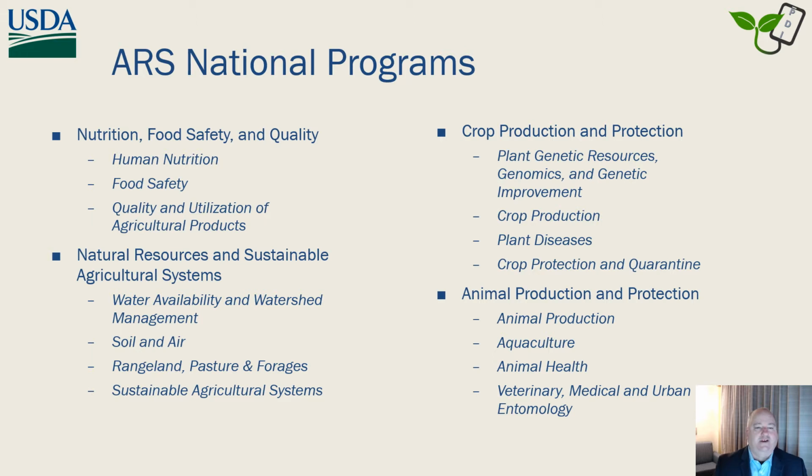Our research in ARS includes 4 program areas: nutrition, food safety and quality, natural resources and sustainable agricultural systems, crop production and protection, and animal production and protection. Within these program areas, there are 15 national programs that range from plant genetics to animal health, to watershed management, to food safety. ARS has a highly diverse research portfolio.